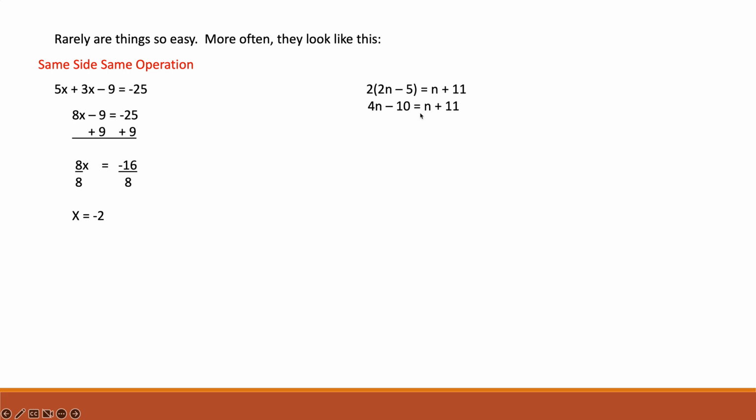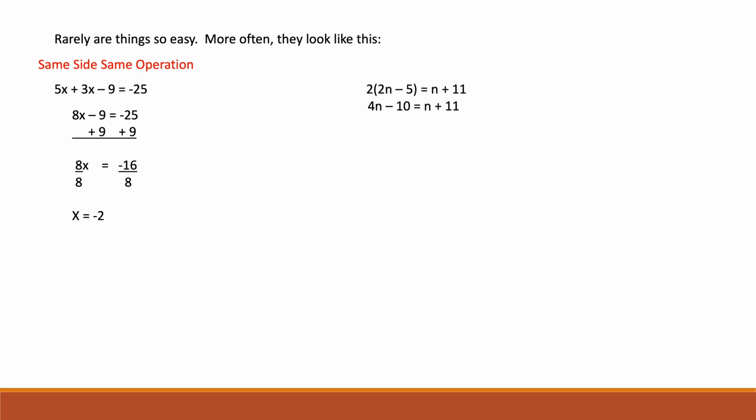Now I'm Peyton Manning, part Columbo, and I look at this and I notice that now the n's are not on the same side of the equal sign. They're on opposite sides of the equal sign. So instead of saying, same side, same operation, I'm going to say to myself, opposite side, opposite operation.